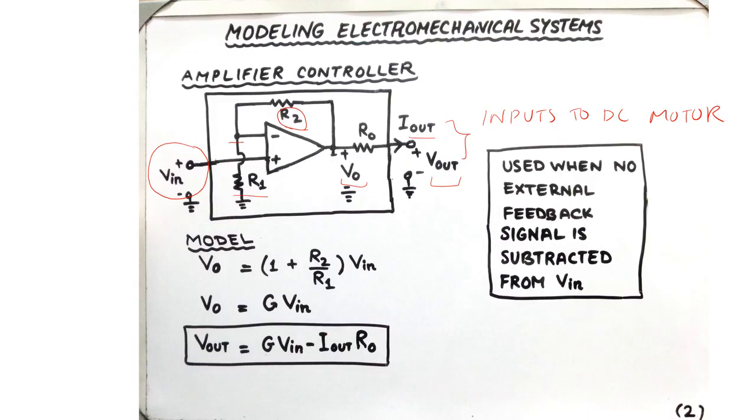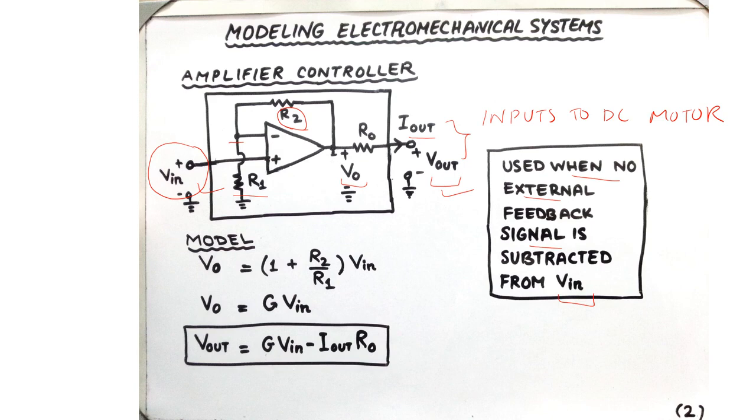Such an amplifier controller circuit is used when there is no external feedback signal that is subtracted from V in. We're going to use this amplifier controller circuit in the control of DC motor speed, or the angular speed, or the angular velocity when there is no feedback. It is particularly easy to solve this circuit and develop the model that relates the input voltage with V out.